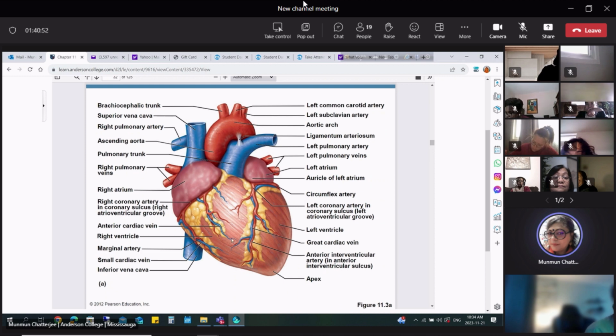The deoxygenated blood is carried out to the venous system. This is the main coronary artery. This is the right coronary artery. Sorry, this is the left coronary artery, coming from the aorta. The aorta gets oxygenated blood from the left ventricle, and from there one is the left coronary artery and another is the right coronary artery, going here and circulating.